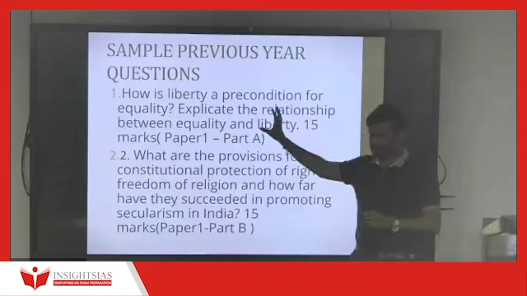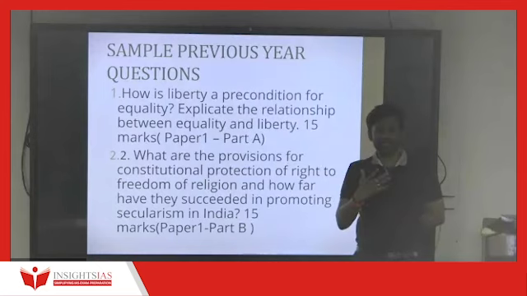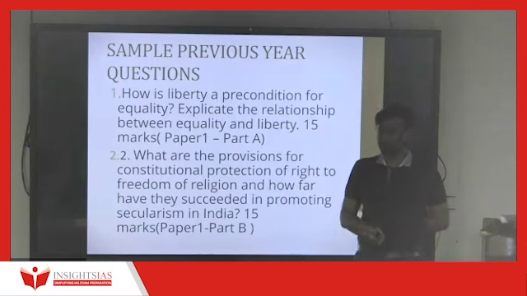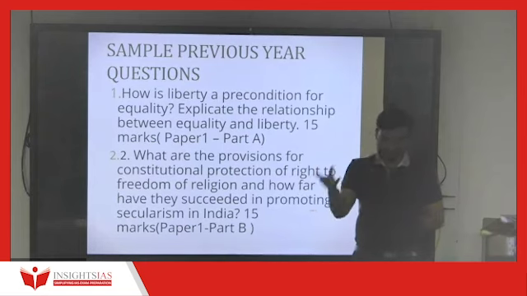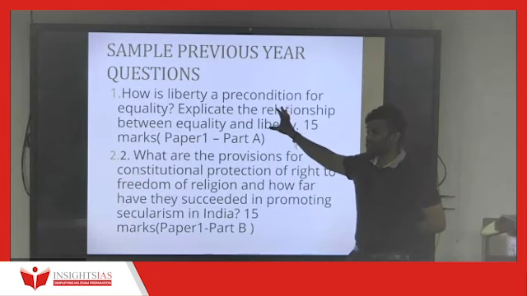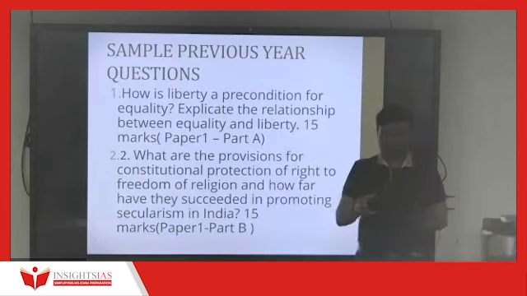Why has this question been asked? The context is that there is always a dilemma. Is equality more important or is liberty more important? Because some people say where there is liberty, there cannot be equality. Where there is equality, there cannot be liberty. But some people say no, you can balance both equality and liberty as well. So there are different scholars, different thinkers who come in this regard. We have to analyze from that perspective.